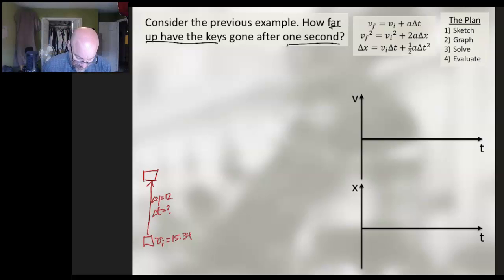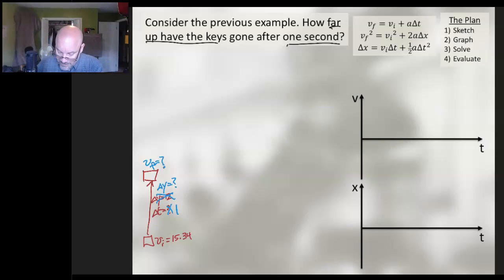Anyway, what we're actually interested in is not when it goes up to 12 meters, but what happens when it's only been going for 1 second? What is the case then? All right, and so then we want to say, what is delta y at that point? We don't know the final velocity here either.